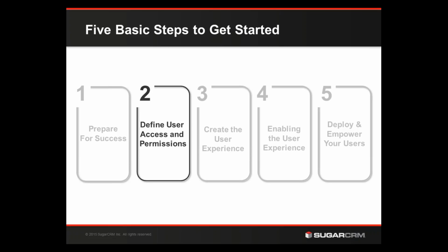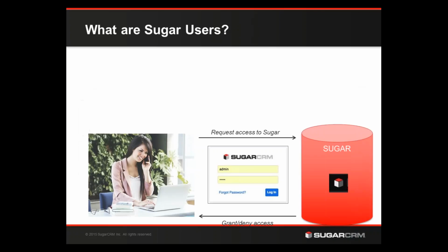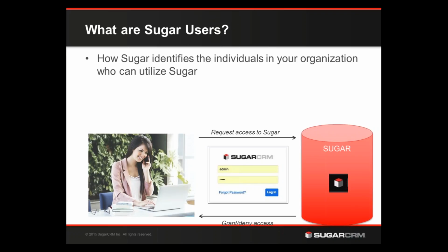So let's break it down into 3 areas. We're going to talk about users, teams, and roles. So what is a user? All right? A user is how Sugar identifies the individual in your organization who is going to utilize Sugar. Say you have 50,000 people in your company. Only 10 people are going to be on Sugar. But next month or 3 months down the road, maybe that's just your pilot, you're going to add another 60. Okay, so you need to know who those people are going to be.